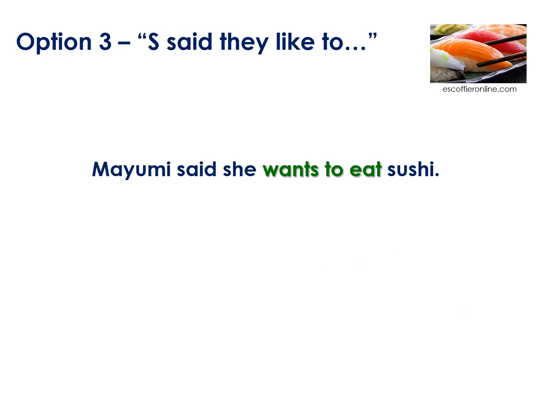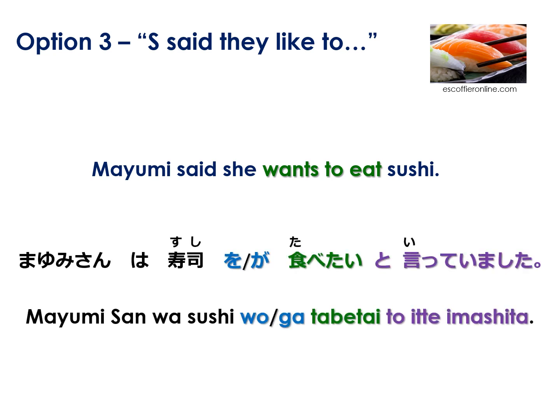And this is the third option. Mayumi said she wants to eat sushi. In Japanese, Mayumi-san wa sushi o tabetai to itteimashita, or Mayumi-san wa sushi ga tabetai to itteimashita. To itteimashita modifies the meaning to Mayumi said she wants to eat sushi.